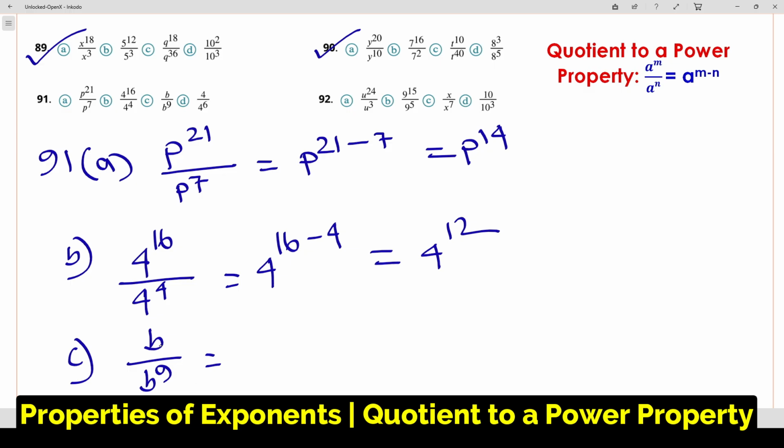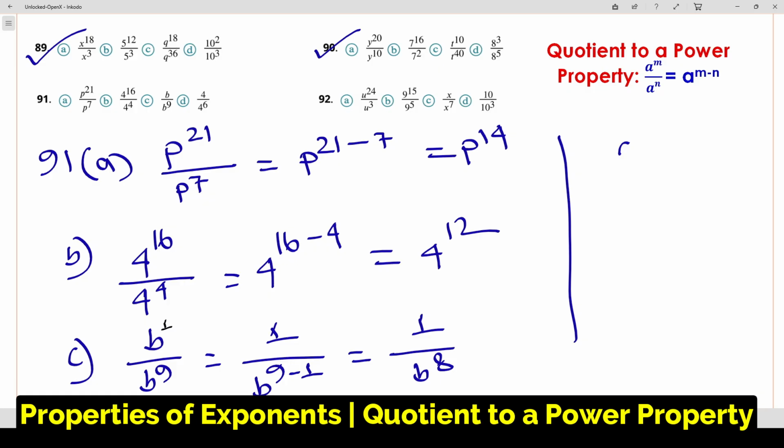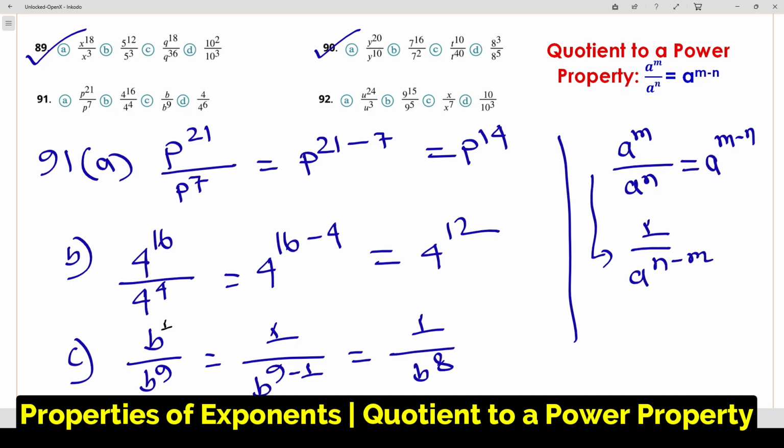Then number C: b and b to the power 9. Here only b, it means the power is 1. So we can write 1 divided by b to the power 9 minus 1, equals 1 over b to the power 8. Look, one thing: a to the power m divided by a to the power n, we can write easily a to the power m minus n. Same thing, we can also write 1 divided by a to the power n minus m, which is also the same thing.